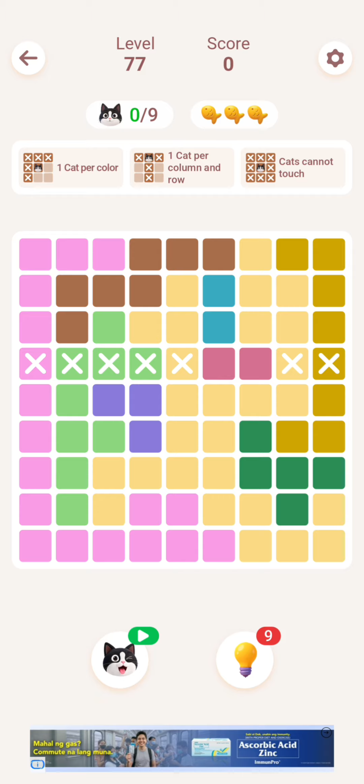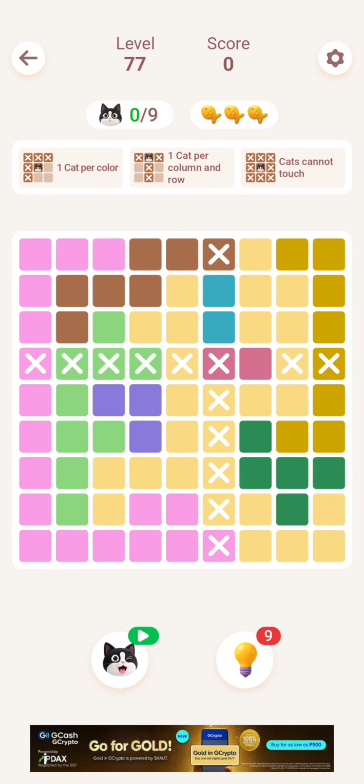Then light blue can also be seen in column 6. So we cross out other colors in that column. Then with that we have a single color red there. So we put our first cat there.